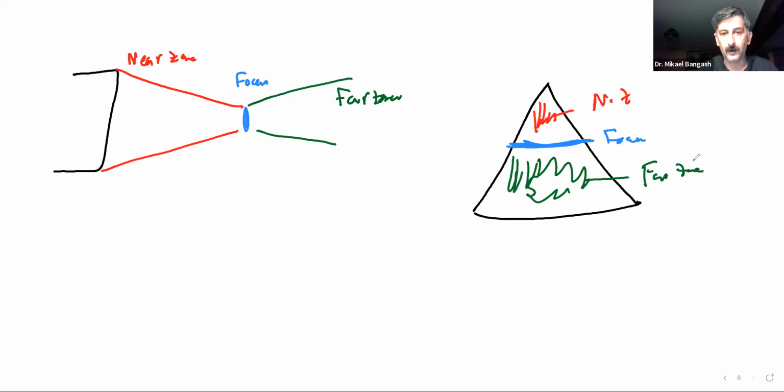As if this was our beam, this would be the point where the beam is at its narrowest, and then it diverges like this. Clear? Now, if we set another focal point, say our focal point was here.